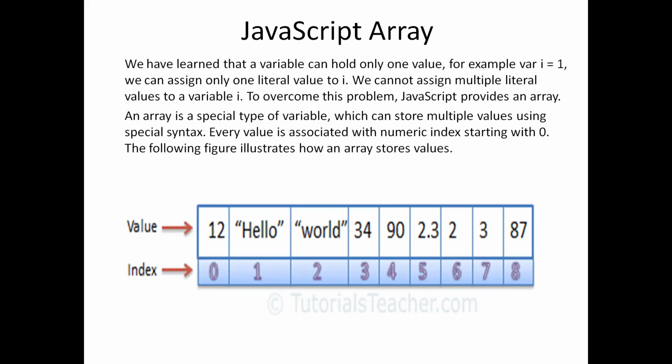If you want to store multiple values, how can you store them? In that case, you will use the array. If you want to store a single value, you can use only a variable. But if you have a lot of values, a collection of values, then you just use the array and store the values in one structured format. We can assign only one literal value, as you can see in the example where i equals 1. We cannot assign multiple literal values to a variable.